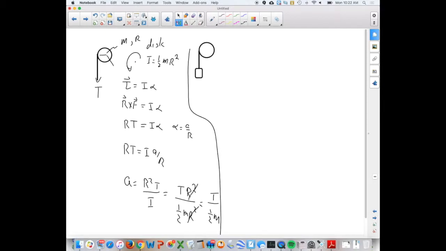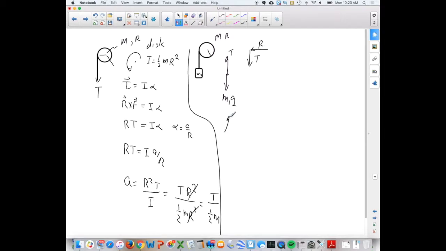So what's going to happen if I now have a mass on the end of this pulley? We're going to call that M1. We'll call that M and R. And now I have two free body diagrams. I have the free body diagram associated with the hanging mass, M1G down, and tension. And then I have the tension and the radius vector, which is going to give me torque.